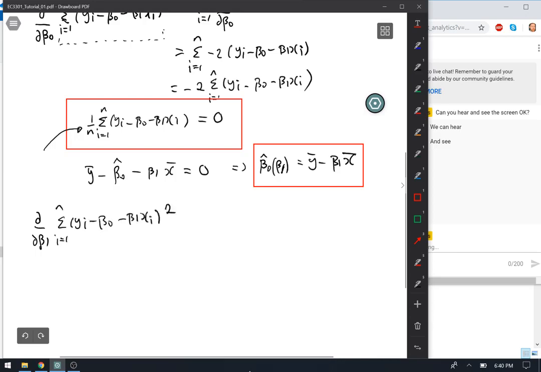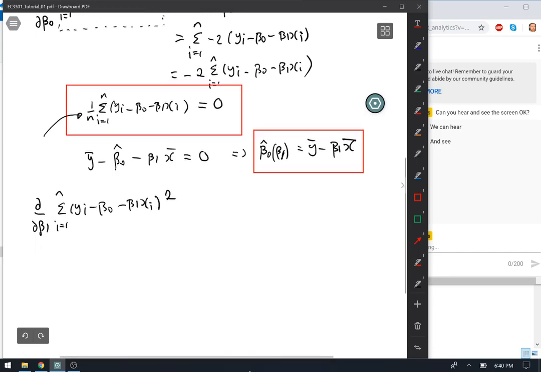So again, we'll go a bit faster through it now. We're going to set this equal to naught. What we're going to get from this one is sigma i equals 1 to n of xi (yi minus b naught minus b1 xi) equals naught. That's going to be the first order condition.